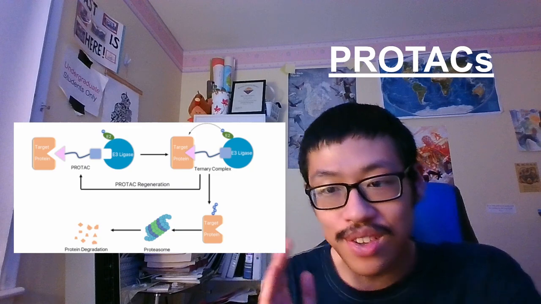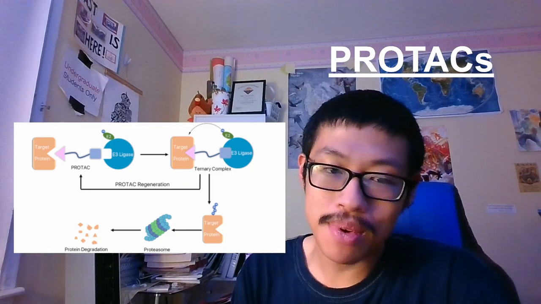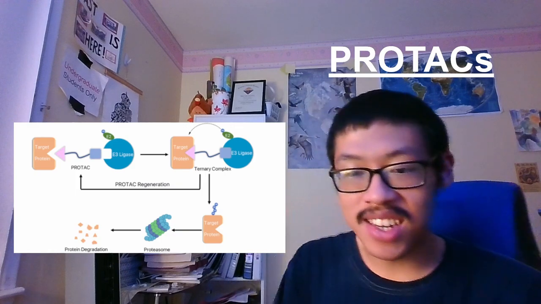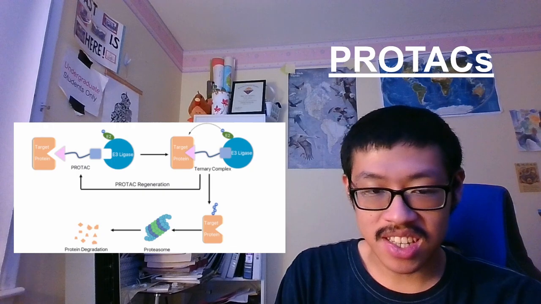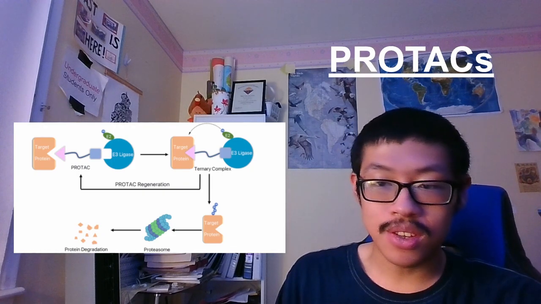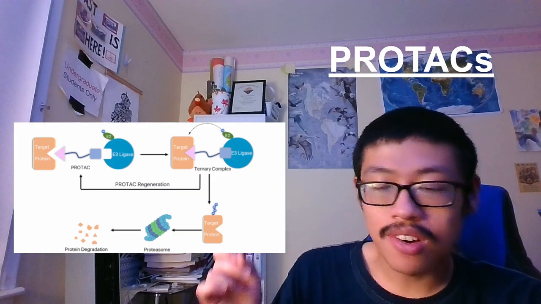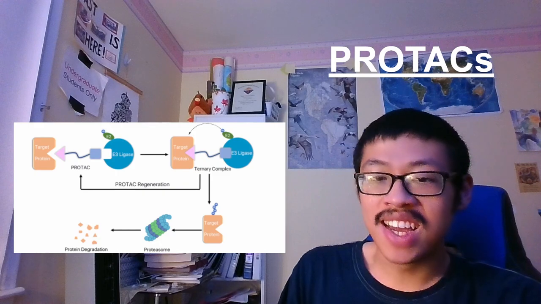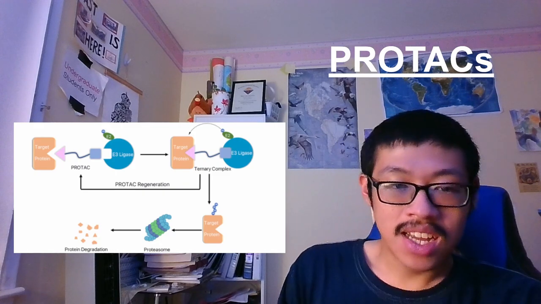PROTACs, which stands for proteolysis targeting chimeras, are special three-part chemicals that, rather than serving as inhibitors of proteins, target the proteins for degradation in the cell. So cells can destroy targeted proteins if they're tagged with a molecule called ubiquitin. It kind of functions as a kick me sign, or rather a destroy me sign. So any protein that has that ubiquitin tag on it gets destroyed.